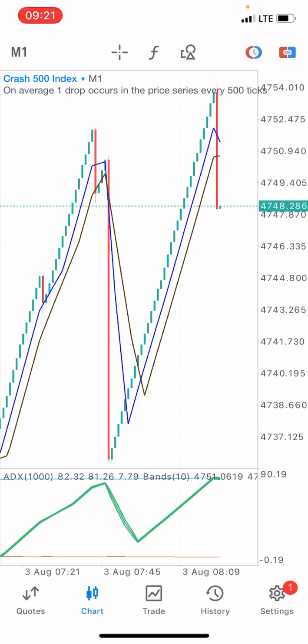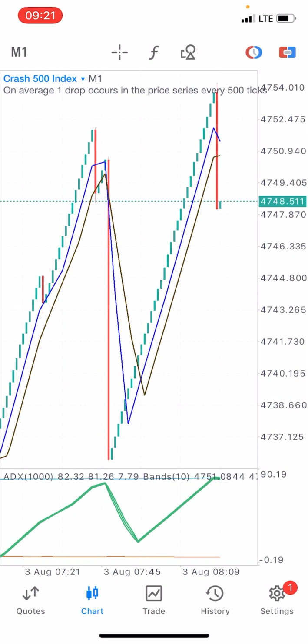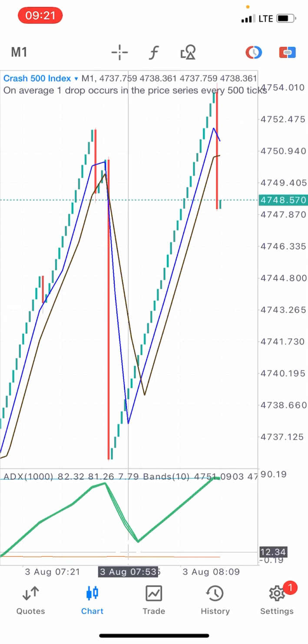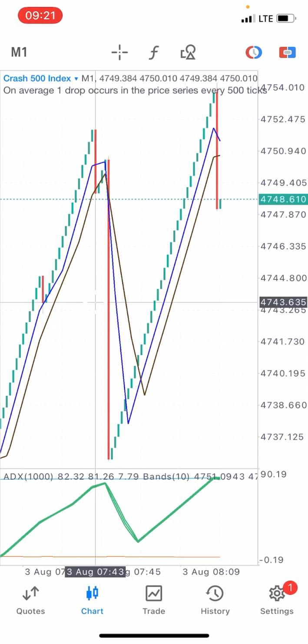Now you've seen that we just had a spike come through, but that's not what I'm going to really deliberate on. So I'm going to be showing you how this indicator works. The indicators I'm using here, we have the moving average on the main window, and we have the average directional movement and the Bollinger Bands. This is the indicator window 1, and this is the main chart.